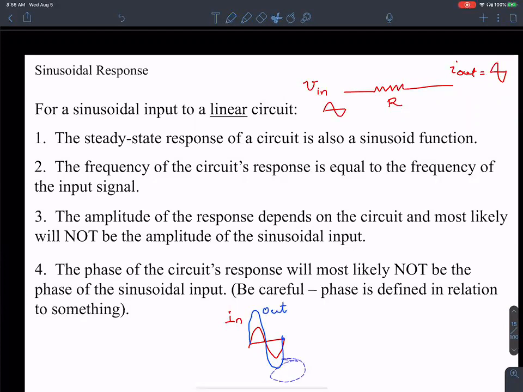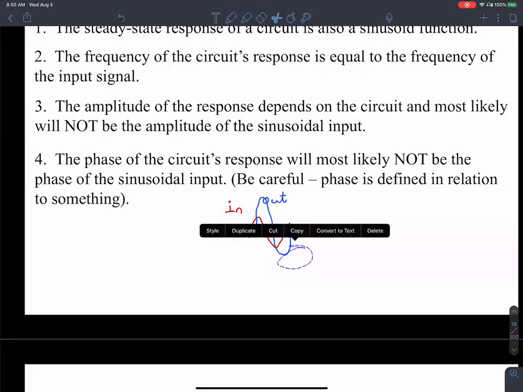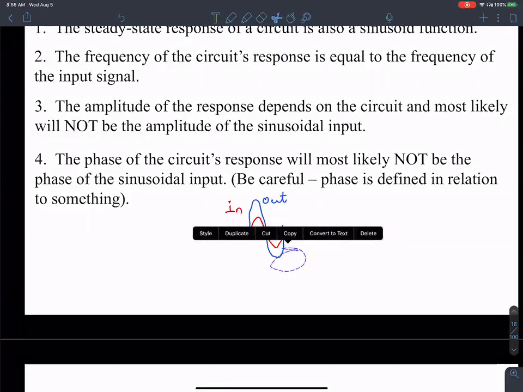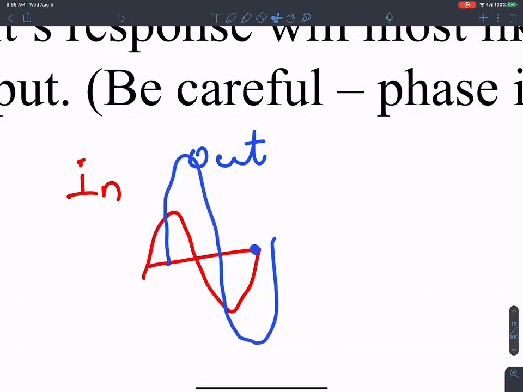Not only the amplitude, the phase could also be different. In other words, the output could be time shifted left and right with respect to the input. When the input and output are exactly reaching their peak and bottom at the same time, both reach their maximum at the same time. Similarly, they reach their minimum values at the same time. So we say the input and output are in phase, but then they could be different.